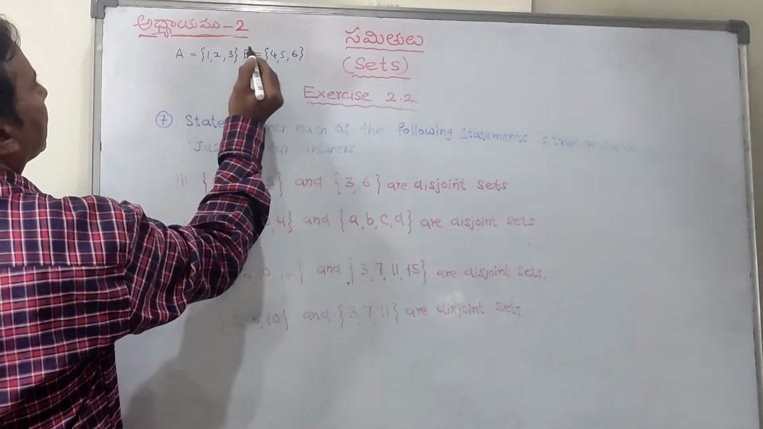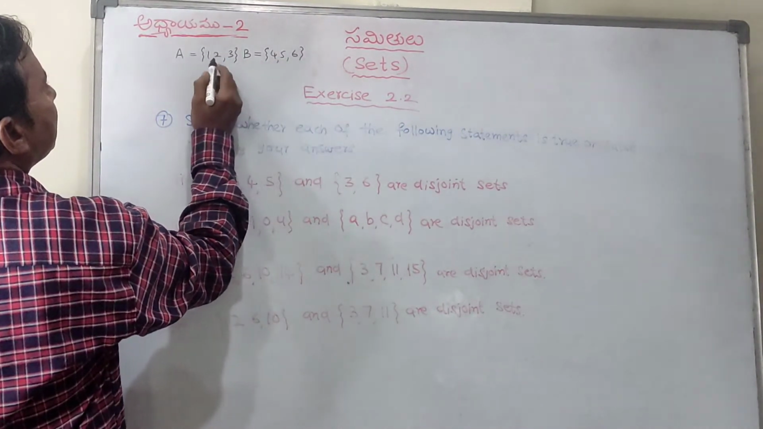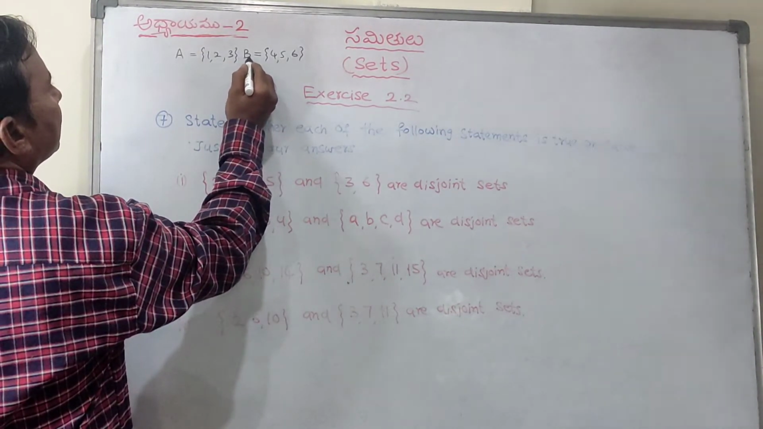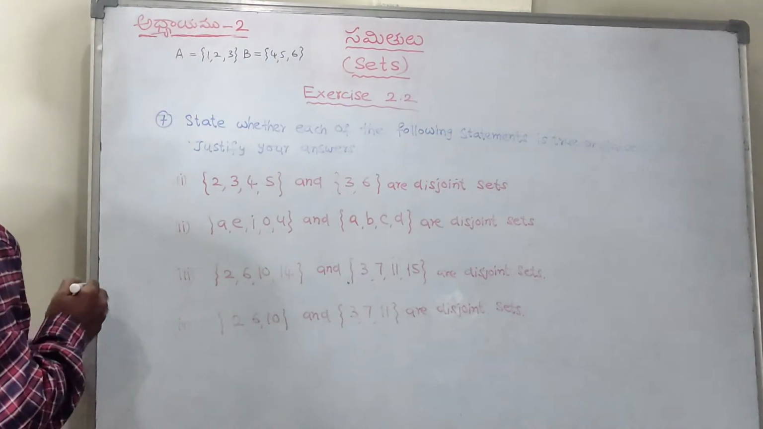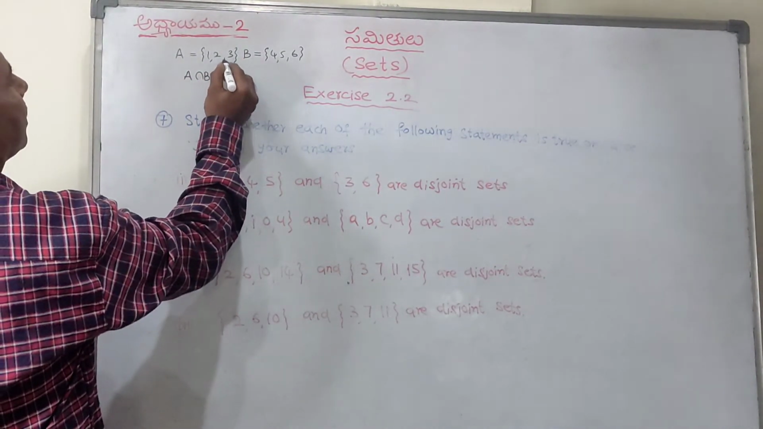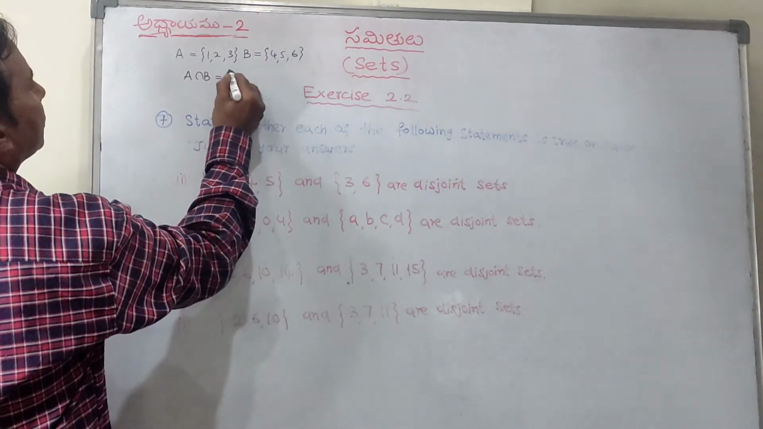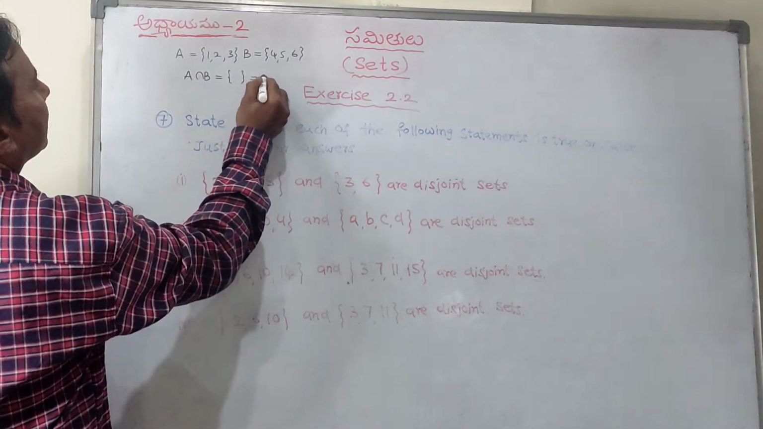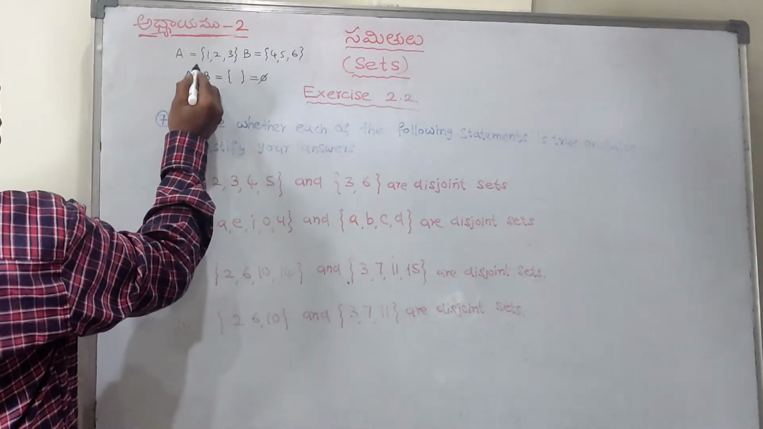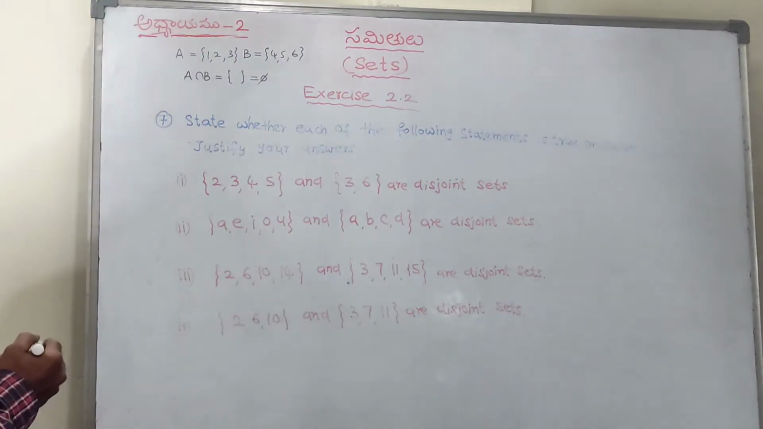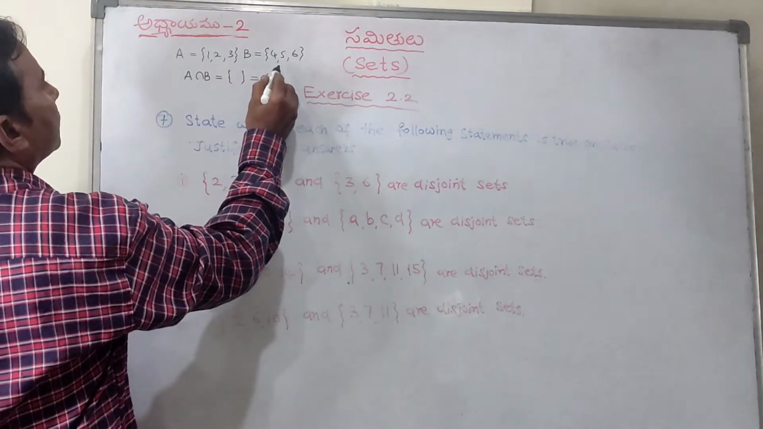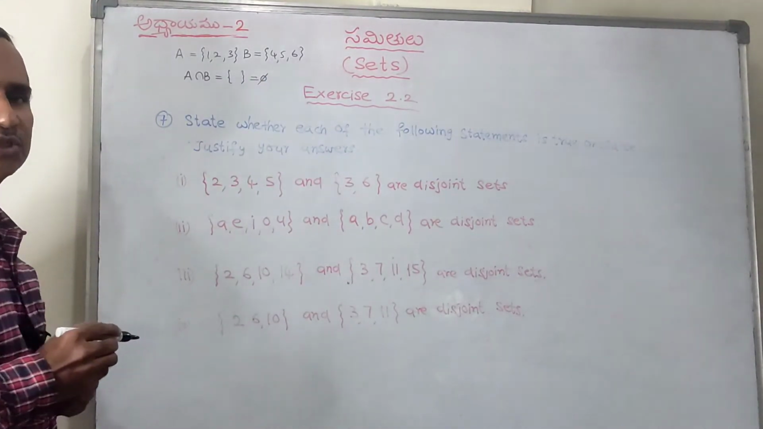1, 2, 3, 4, 5, 6: the first set A, all the elements must be different, and the second set B, all the elements must be different. Then if you find A intersection B, are there any common elements? No. So we will get a null set. If A intersection B is equal to pi, A and B are called disjoint sets. The simple thing is A will be different and B also will be different, so no common element should be there.